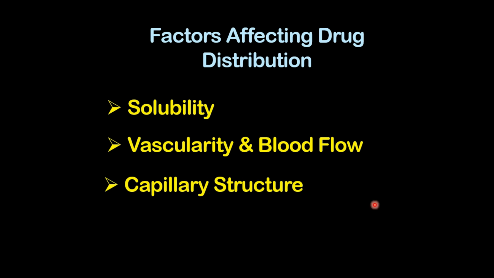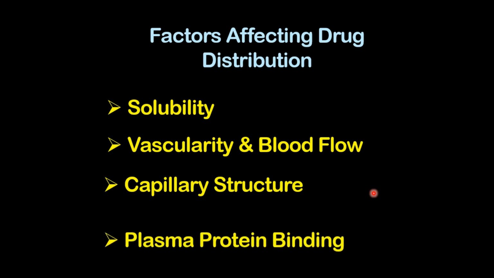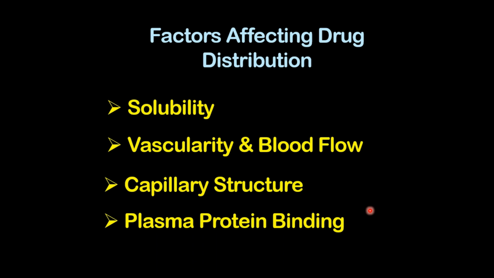Then there is the capillary structure. Last time we talked about different barriers like the blood-brain barrier that holds back water-soluble drugs and allows fat-soluble drugs. In the liver, the hepatocytes have very wide gap junctions, so each and every type of drug gets distributed easily. So the capillary structure has a very important impact on the distribution of a drug as well. Last, and most important, is plasma protein binding, which we will discuss in a coming session: what plasma protein binding actually is and what its impact is on the distribution of a drug and the plasma half-life.